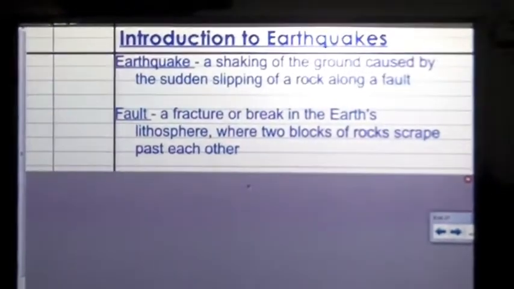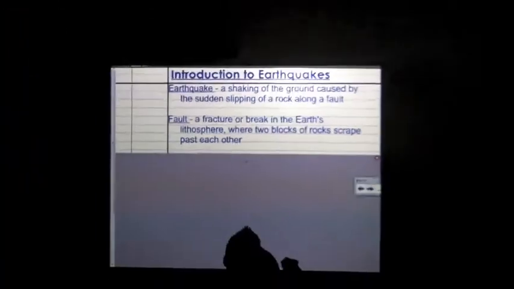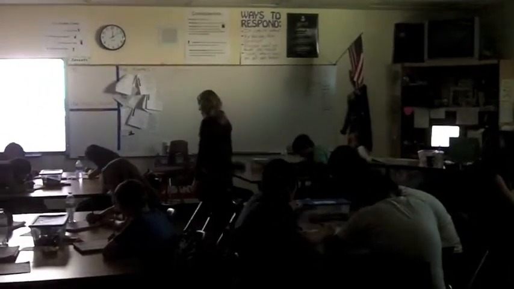A fault is a fracture or break in the Earth's lithosphere, so again, where those plates are, where two blocks of rocks scrape past each other. So it is. We have this hole or we have this break between the plates. So if your table said that, excellent job. You guys already knew. You could tell.